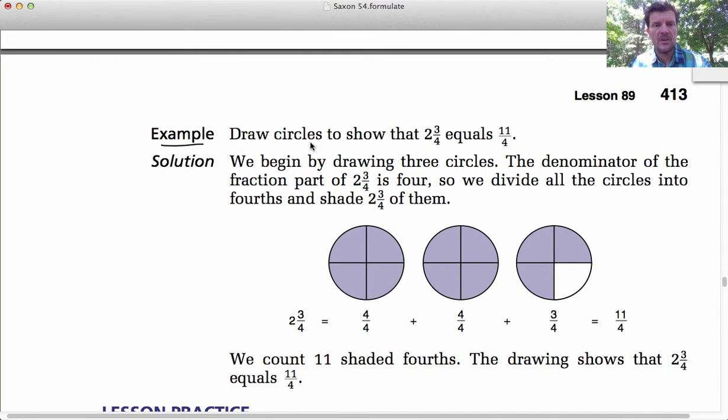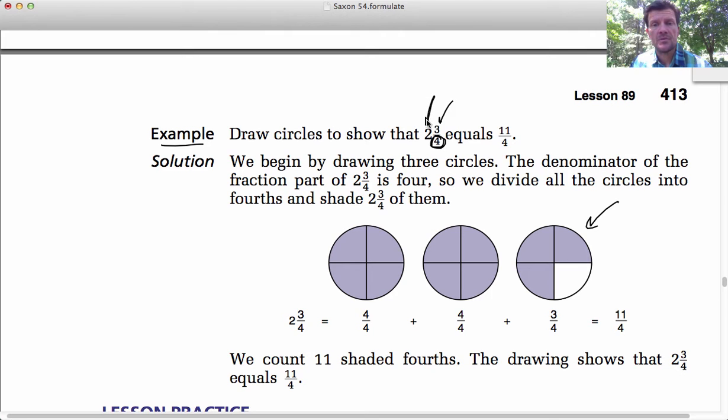So here's an example. Draw circles to show that 2 3/4 equals 11/4. This bottom number right here is telling you what you need to divide the circle into, what you need to divide the unit into. So all the circles are divided into quarters, into fourths. So you'll notice that you have 2 and a little bit more than 2. So that means you're going to have 2 full circles, and then the third circle, not all of it's going to be shaded in, but you're going to need 3 circles.